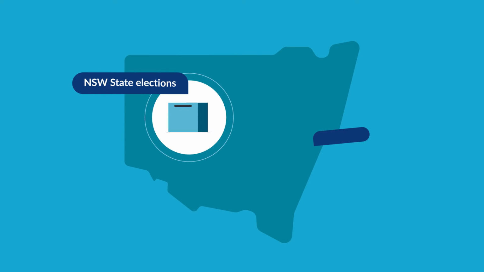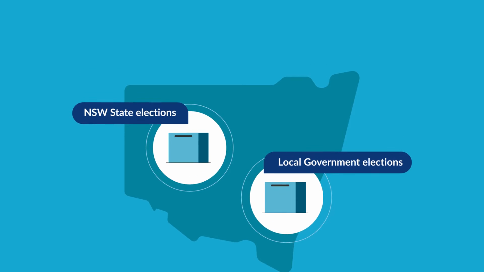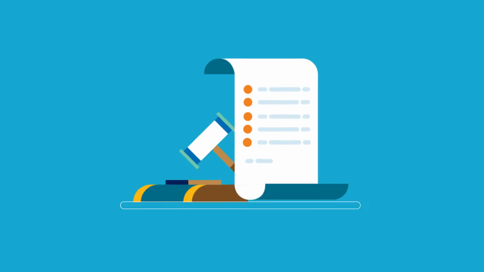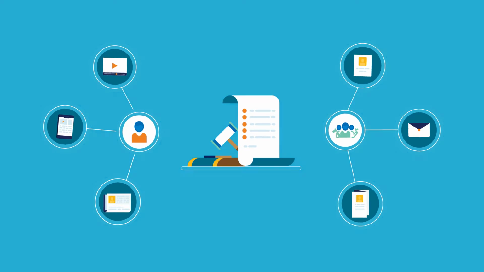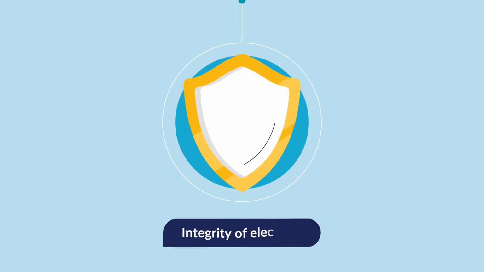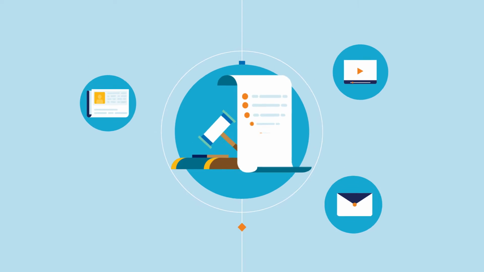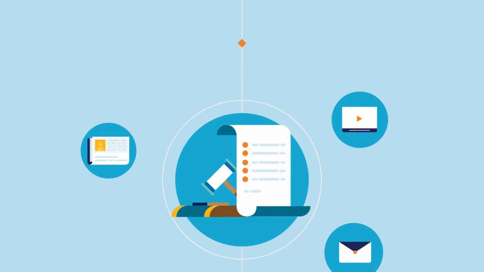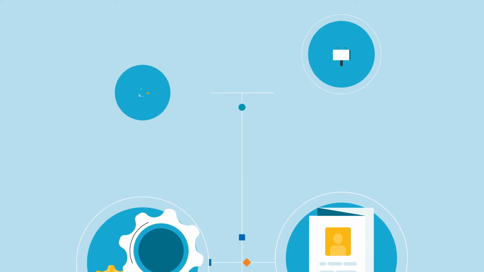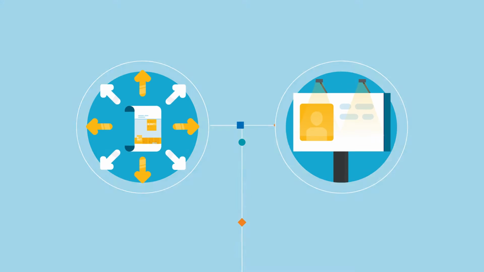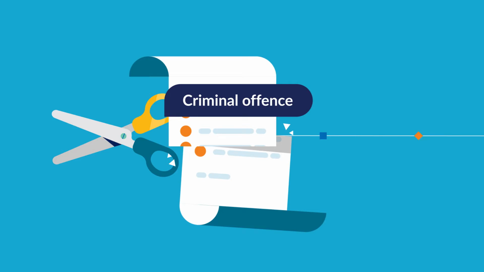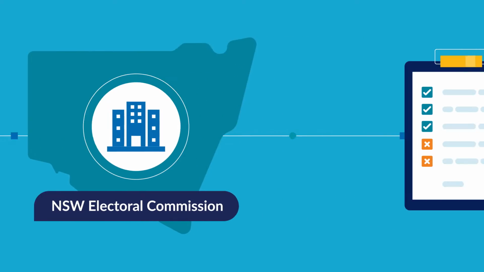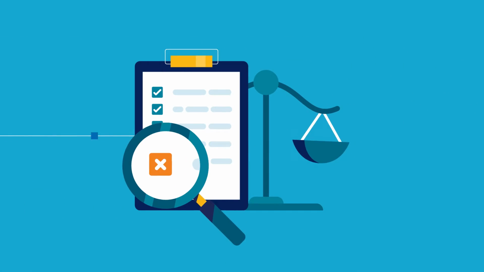At New South Wales state and local government elections, there are strict laws that apply to material used by participants and supporters during campaigning. To protect the integrity of elections, there are laws that regulate how this electoral material can be produced, published, distributed and displayed. Breaking these rules is a criminal offence, and the New South Wales Electoral Commission has the job of enforcing compliance.